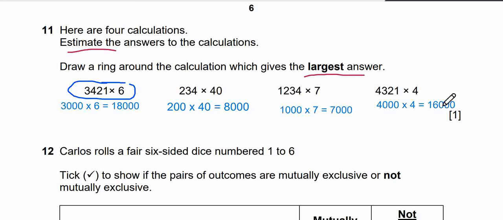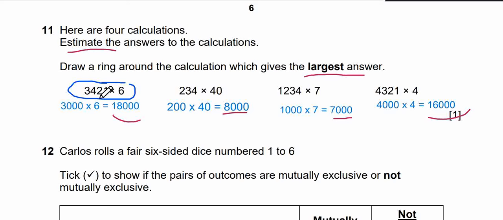So all the answers we got, this is definitely only 4 digits. 7,000 is much less than 8,000. Now the ones that are near are 18,000 and 16,000. Now we see that 18,000 is greater than 16,000, and that's the reason we choose this one.